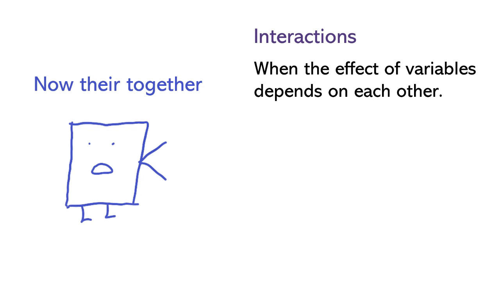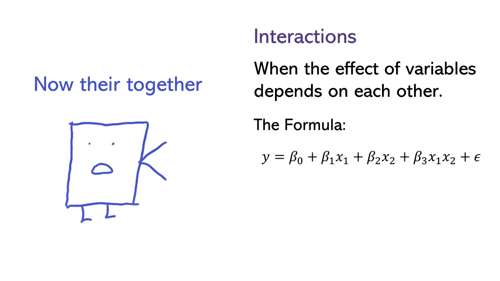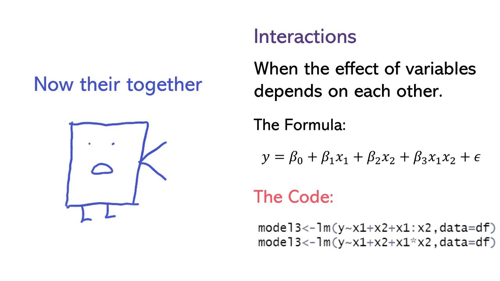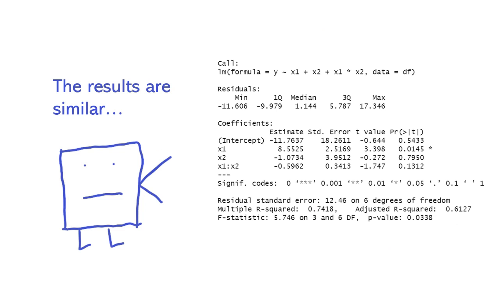The formula of this model will be something like this, and the code to build this model will be something like this. There are two ways to build this model, either using the colon sign or the asterisk sign. Either way, both of them will give the same result. Now, you will be very familiar with the output if you've watched the first video.